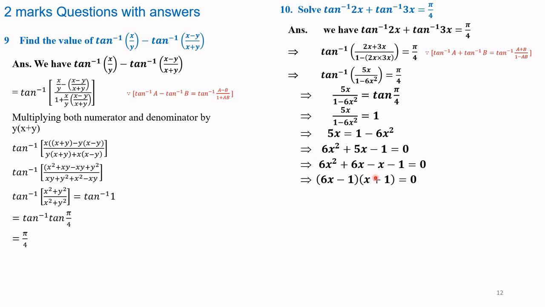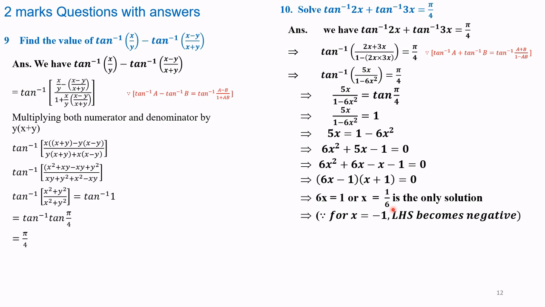Therefore, the factors are 6x minus 1 into x plus 1. Therefore, 6x equal to 1, or x is equal to 1 by 6. That is, x equal to 1 by 6 is the only solution, because for x equal to minus 1, the left hand side becomes negative.